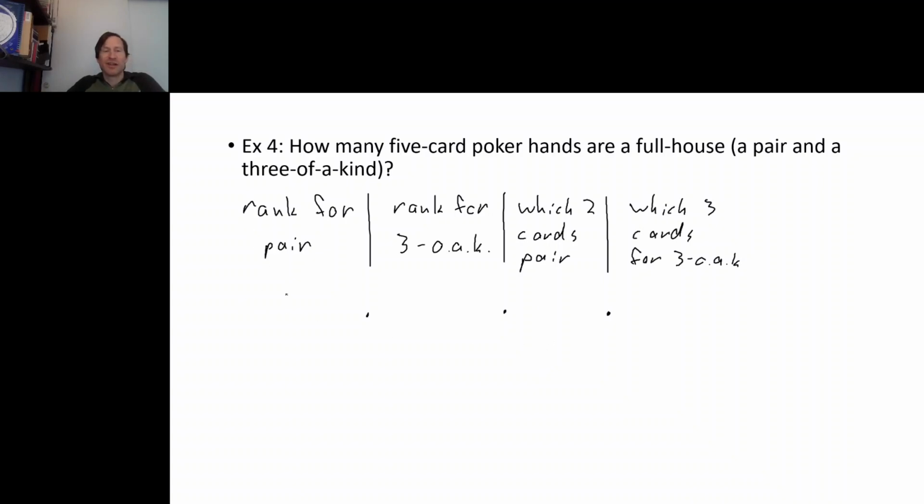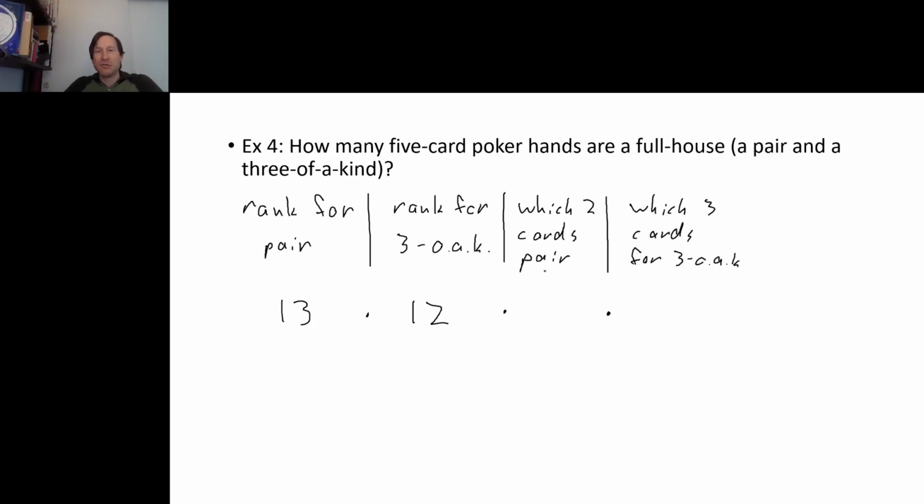So how many ranks are there to choose from for forming our pair? Well, there are 13 ranks total, and they're all still available to choose from, so that's 13 possibilities. All right, now how many ranks are available for our 3 of a kind? Well, we have chosen one rank to be our pair, and we can't choose that rank again, because if we had a pair and a 3 of a kind, that would be 5 cards of that rank, but there aren't 5 cards of a single rank in a regular 52-card deck. So we can't use the same rank for the 3 of a kind that we chose for the pair. So there are only 12 ranks left for our 3 of a kind.